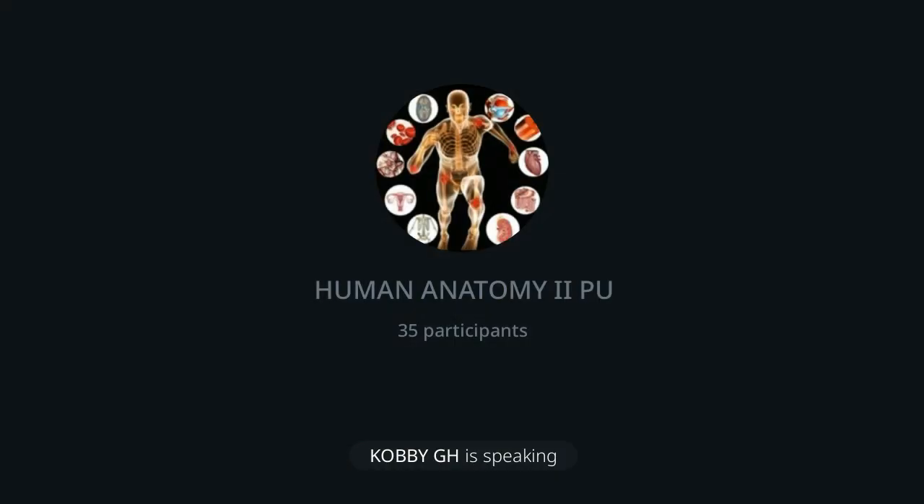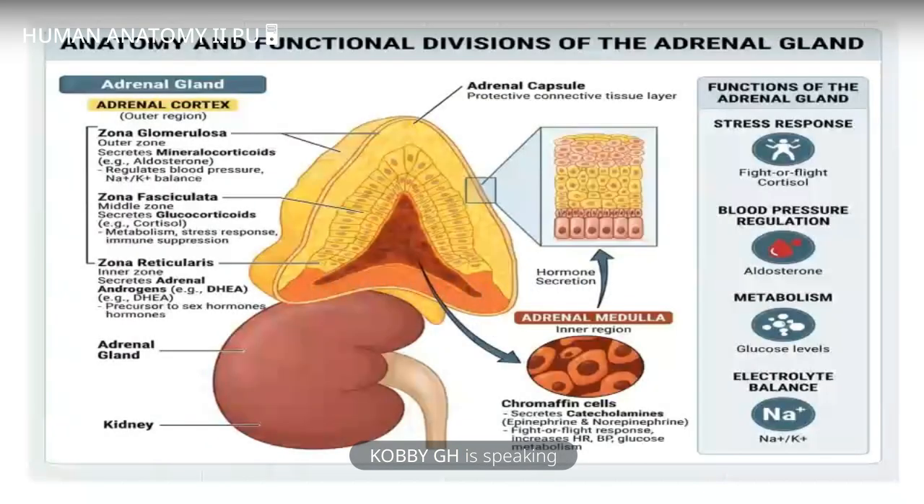Simple as that. So aldosterone has 3 functions. One, it helps you to reabsorb sodium. It helps you to reabsorb water. It helps you to excrete potassium. Is that okay? How about the zona fasciculata?